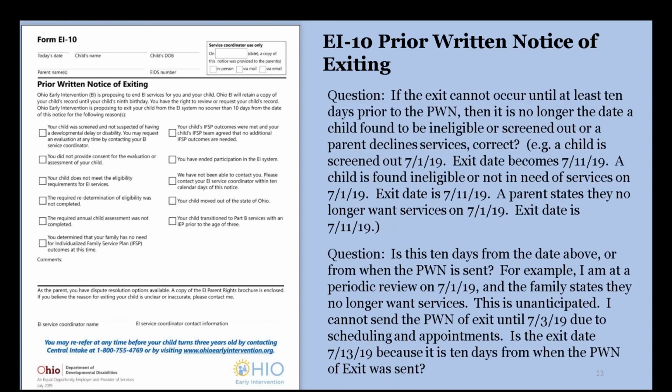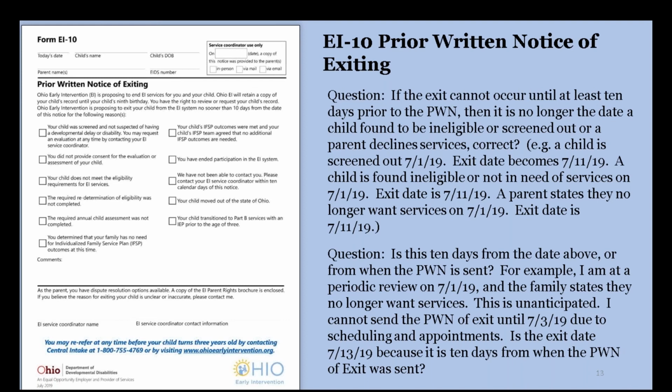We received several questions about EI-10. The first one, Katrina, if the exit cannot occur until at least 10 days after the prior written notice, then it is no longer the date a child is found to be ineligible or screened out or a parent declines services. Is this correct? That is correct. And again, we know this prior written notice can be confusing, but the exit may not occur until 10 days after the prior written notice was provided.